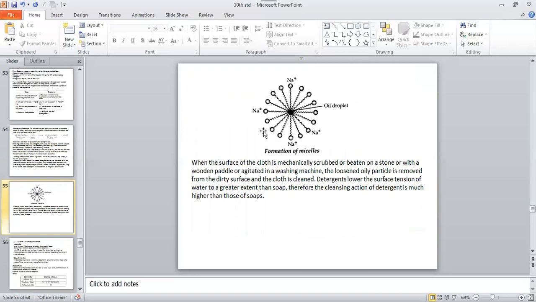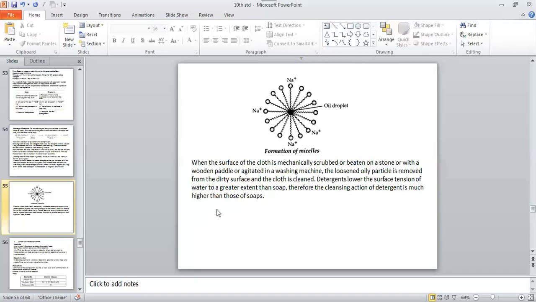When the surface of the cloth is mechanically scrubbed or beaten on the stone with a wooden paddle, or agitated in a washing machine, the loosened oily particle is removed from the dirty surface and the cloth is clean. The detergent lowers the surface tension of water to a greater extent than the soap. Therefore, in the cleansing action, the detergents are much higher than those of soap. So detergents are better than soaps for cleaning.